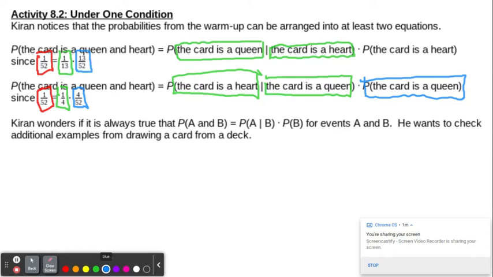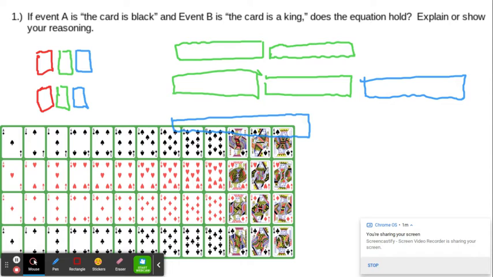So Kieran noticed that this multiplication is true. He wonders if it's true for more examples in a deck of cards. This is our multiplication rule. So, I don't know, maybe he's right, maybe he's wrong. I have no idea. Let's take a look at the next example.